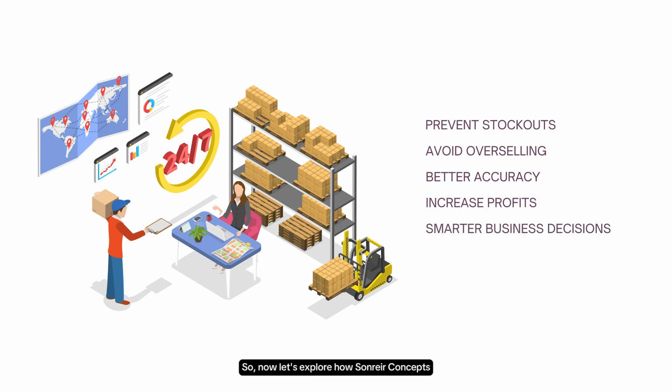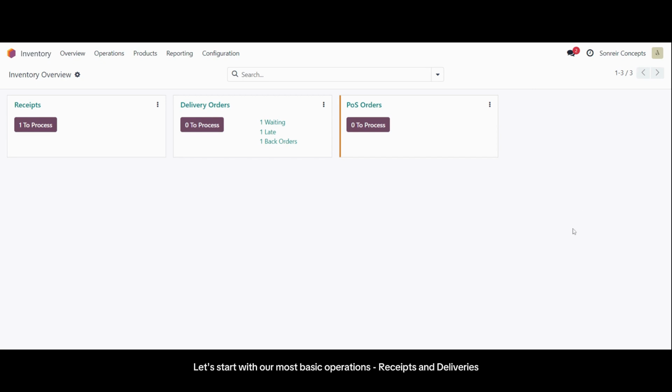So now let's explore how Sunray Concepts manages their warehouse using Odoo Inventory. Let's start with our most basic operations, receipts and deliveries. The inventory dashboard shows all operations in our warehouse. So to better understand how the entire process works from start to finish, I'm gonna demo a typical workflow.